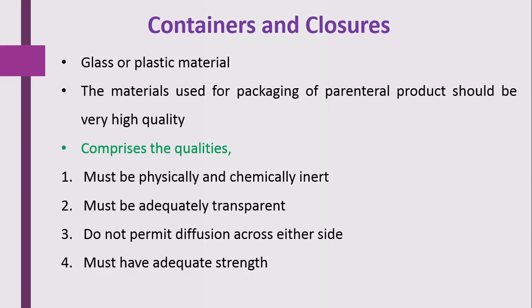If that particular container is transparent, we can see if there are any changes to the product inside that container. If the container is non-transparent, we can't see that. So it should be transparent to see the changes which are happening with that product. Third quality required here: it does not permit diffusion across either side. So it should act as a barrier.